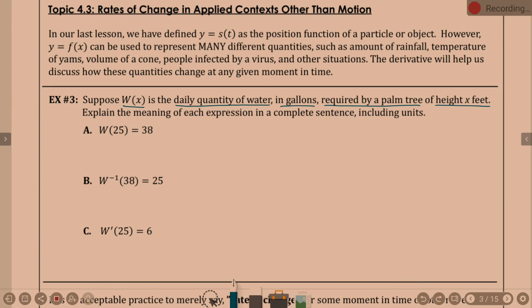W of 25 equals 38. Put this in words: what do 25 and 38 represent? How do they connect? 38 gallons is a daily quantity required by a 25-foot palm tree. A 25-foot palm tree requires 38 gallons of water per day. So there's no derivative, there's no inverse, there's nothing. It's just plug in 25, you get out 38.